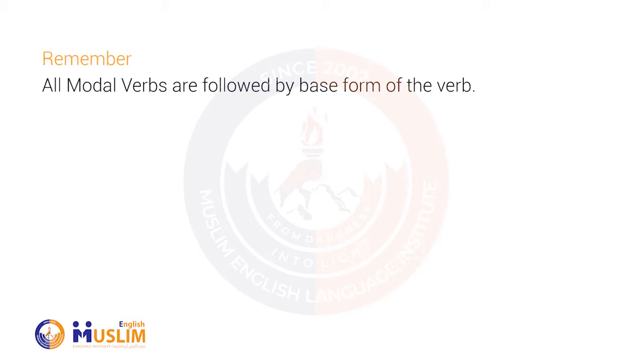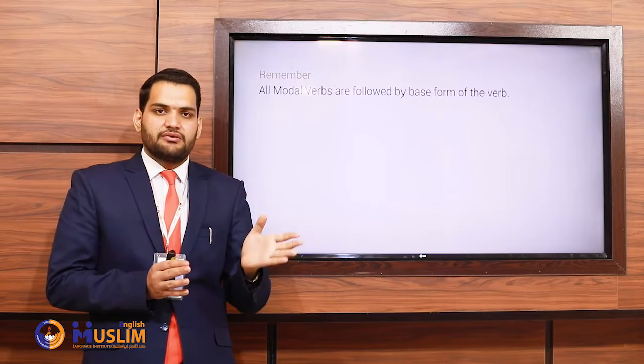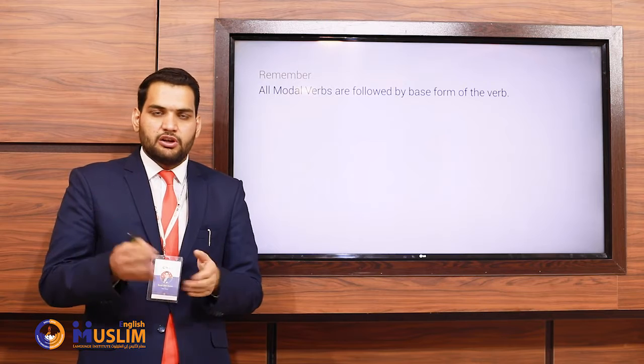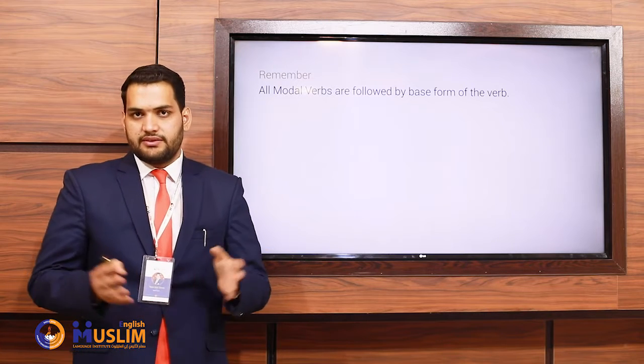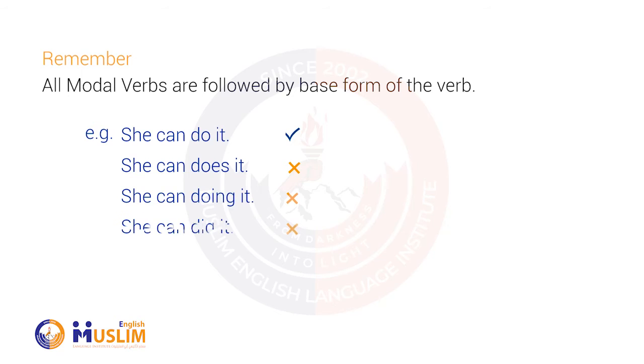Remember, all modal auxiliary verbs are followed by the base form of the verb. It means that do not use second form or third form or ing form after modal auxiliary verbs. For example, if you say she can do it, it's right. You can't say she can does it, that is wrong. Or she can doing it, or she can did it, or she can done it. The only correct sentence is she can do it.